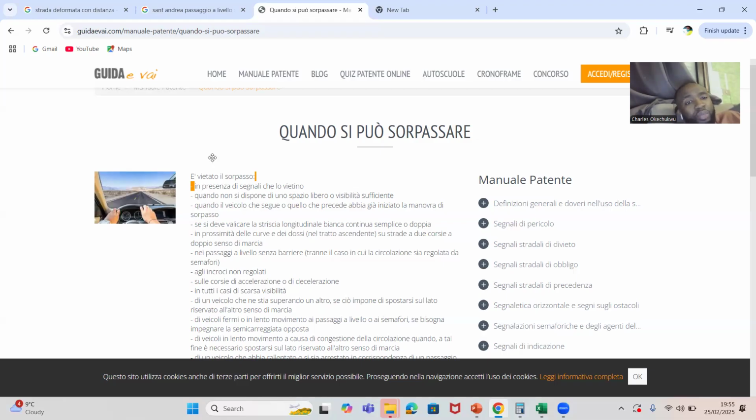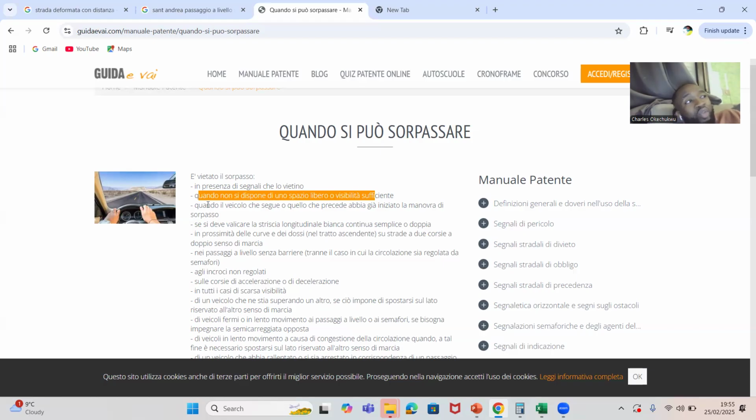Number two, it is forbidden for you to overtake "quando non si dispone di uno spazio libero." Sir, please come again with the first one. Sorry. The first one says that if you want to overtake anywhere they put a segnale of divieto where they forbid overtaking, of course you are forbidden to overtake there. Now number two, "quando non si dispone di uno spazio libero o visibilità sufficiente." What does it mean? Now, you are driving and you want to overtake.